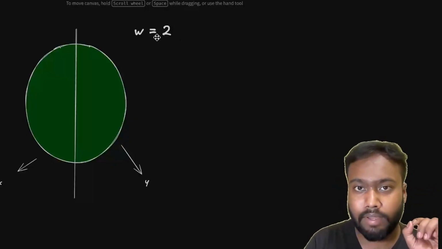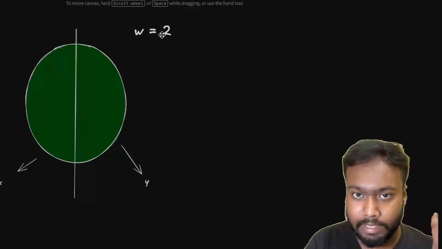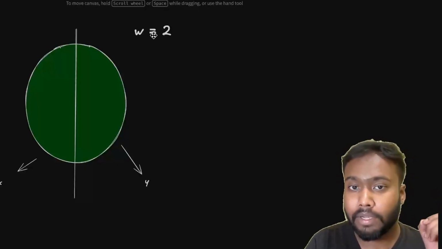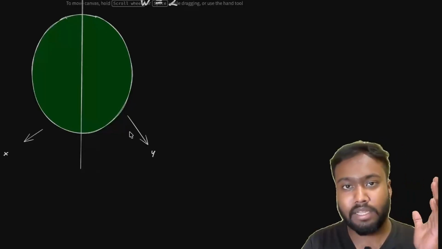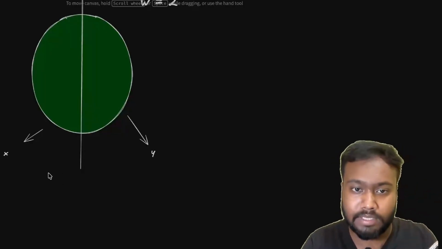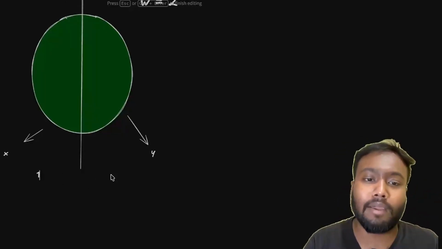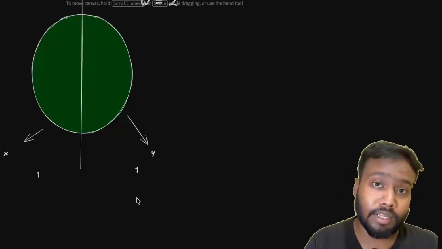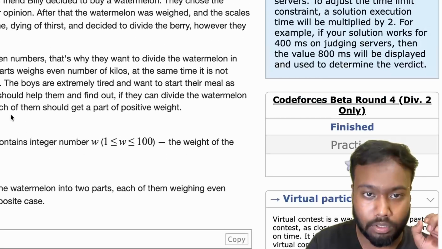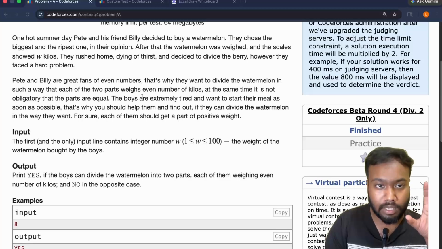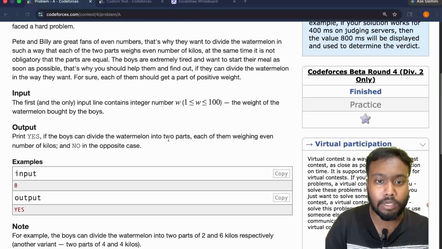Okay, if the weight of the watermelon is 2, indeed it is even. But if you try to split this into equal parts, the values will be 1 and 1. Here you can see our condition is failing. What was our condition? Don't forget that the boys can divide the watermelon into two parts, each of them weighing an even number of kilos.